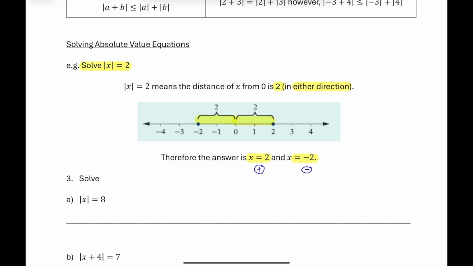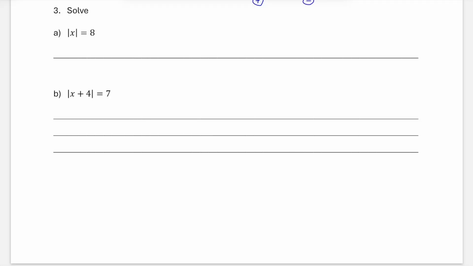Here we're going to put this into practice. With question 3, I want to solve the absolute value of x is equal to 8. So I have 2 possible solutions. I have a positive, where x is equal to 8, and then I also have a negative, which is where x is equal to negative 8. So there are 2 possible solutions, one heading in the positive direction and one heading in the opposite, negative direction.